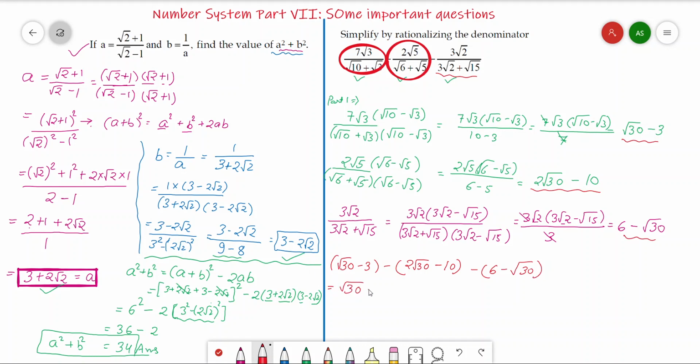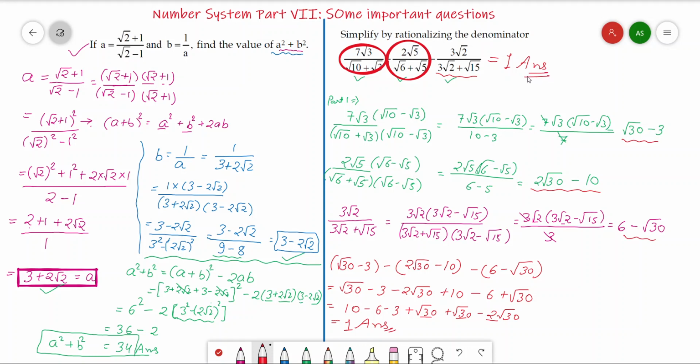So root 30 minus 3 minus 2 root 30 plus 10 minus 6 plus root 30, simplifying by using the grouping of terms. So we'll be getting 10 minus 6 minus 3 plus root 30 plus root 30 minus 2 root 30. So 6 and 3 becomes 9, 10 minus 9 becomes 1, and over here this and this will get cancelled out, so the final answer will be 1. That means the simplified answer of this question is 1.